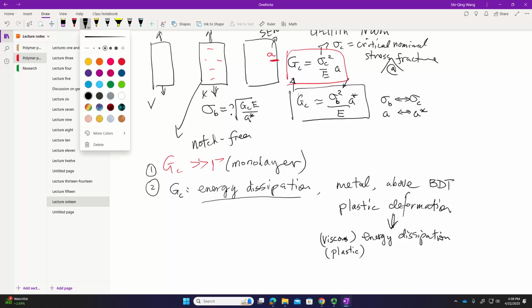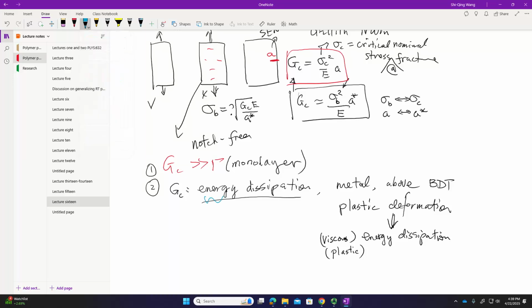Can I ask a question? Where is the need to mention that energy dissipation must have been taking place? Two reasons. One is the metal was examined above the BDT, so I see a lot of plastic deformation taking place, which of course will lead to energy dissipation. Secondly, this would be the way to explain why GC is much larger than gamma. There must be something that I don't have to pay for, but I nevertheless consumed.